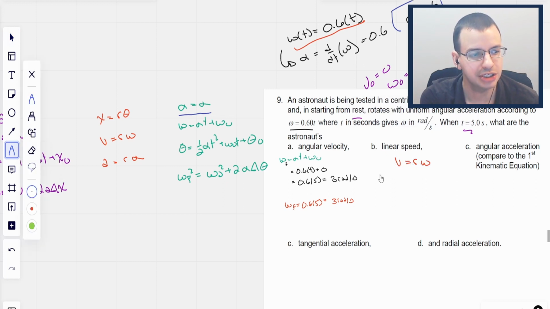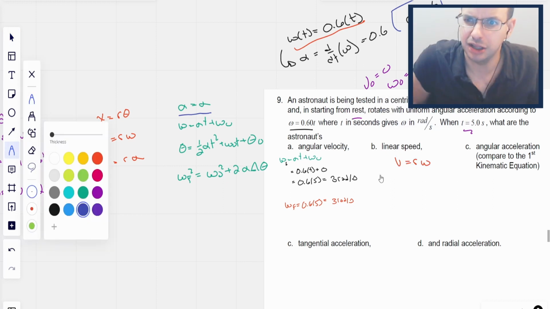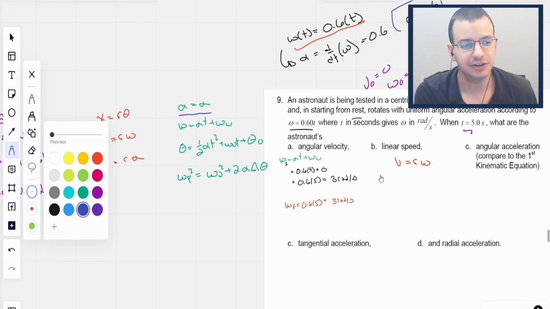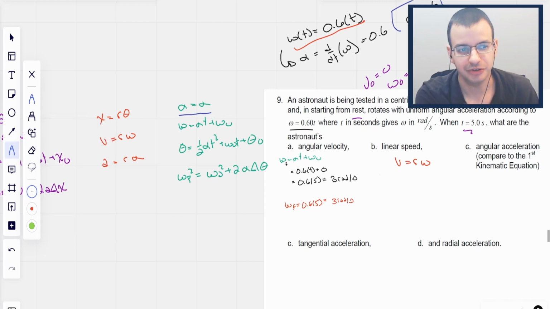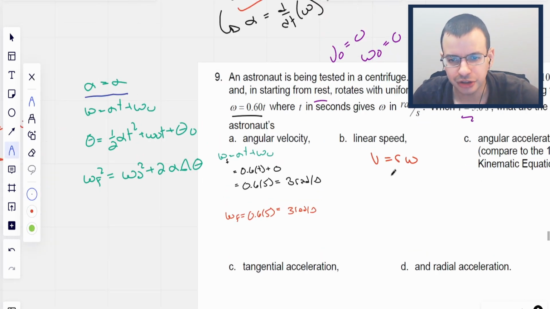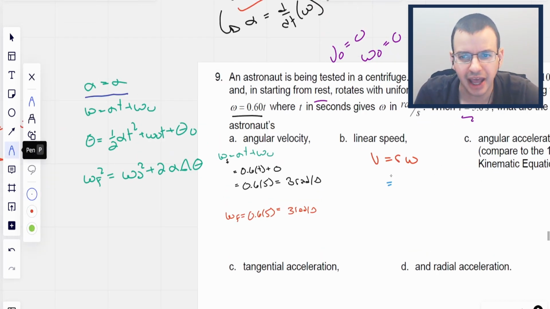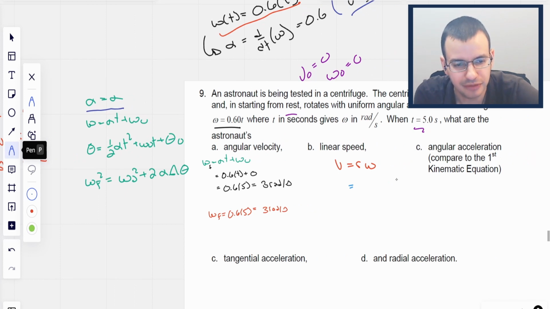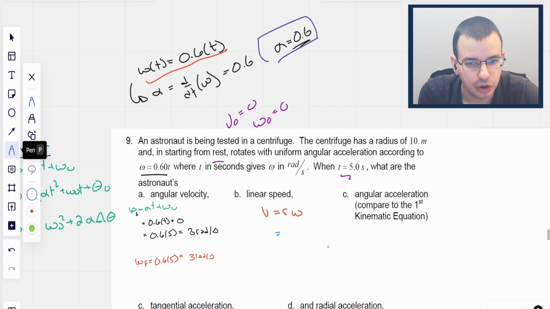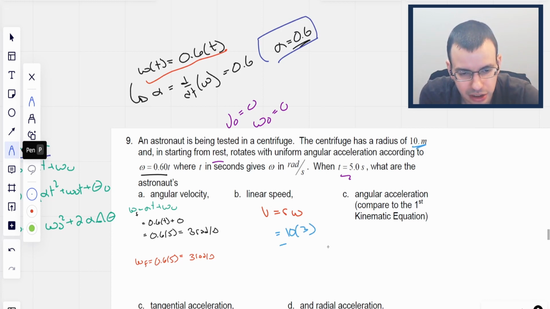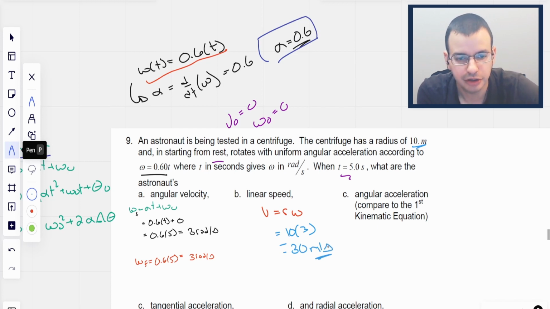When you see a question where they're talking about something rolling down a hill, if you see the phrase rolling without slipping, then this conversion applies. The linear speed equals v equals r omega. At t equals 5 seconds, we're going to use our previous value of 3 radians per second. The centrifuge has a radius of 10, so it's 10 times 3, which is 30 meters per second. Radius 10, angular speed 3 from our previous problem.